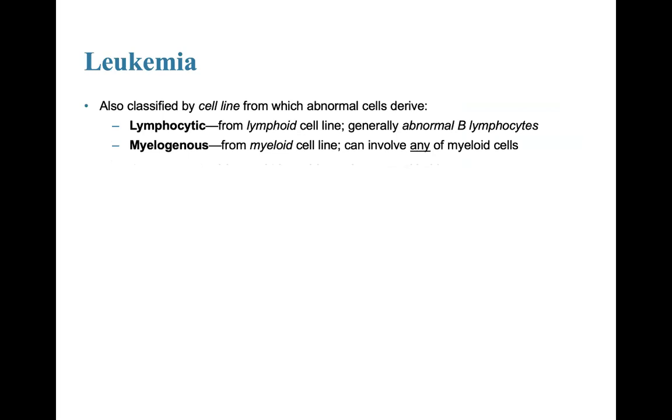The leukemia can also be classified by the cell line from which the abnormal cells derive. Lymphocytic is from the lymphoid cell line, generally abnormal B lymphocytes. And myelogenous is from the myeloid cell line, and this involves any of the myeloid cells.